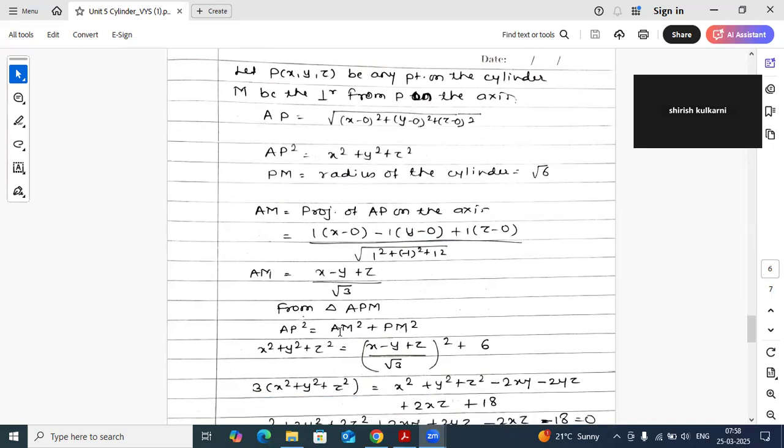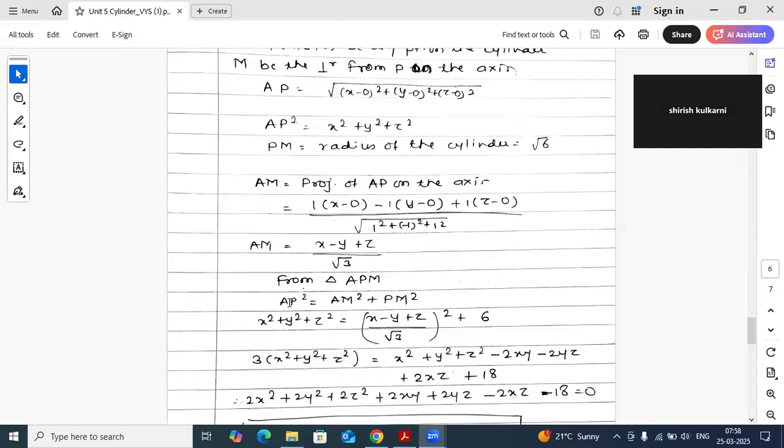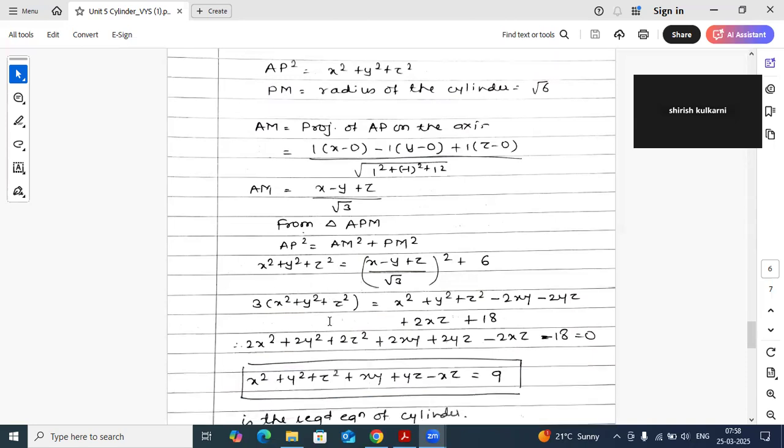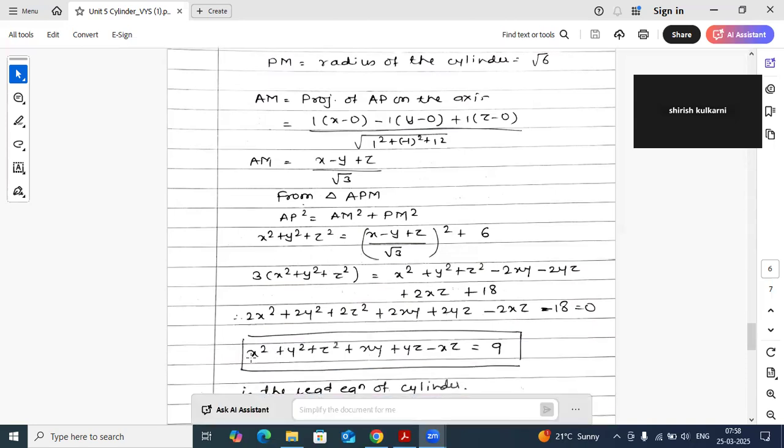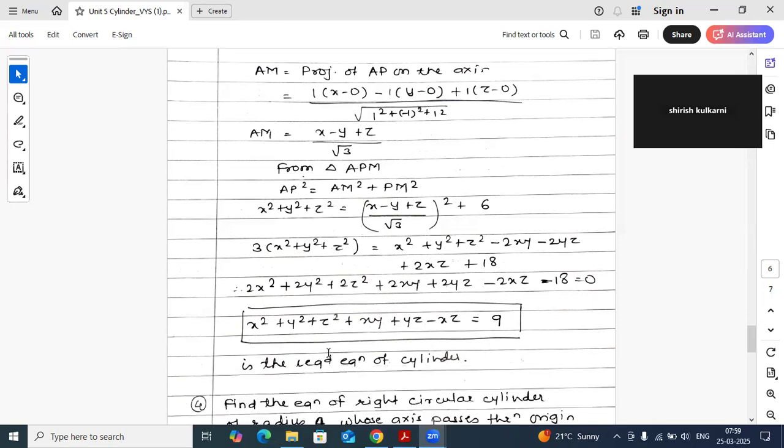Then with the help of the Pythagoras theorem, AP square is equal to AM square plus PM square. Substitute all the values, simplify, and you get the equation of the right circular cylinder. Here multiply 3 to each term, 3 into bracket x square plus y square plus z square. Here the 3 gets cancelled and 6 into 3 is 18. After simplifying, you get x square plus y square plus z square plus xy plus yz minus xz is equal to 9. This is the equation of the right circular cylinder.